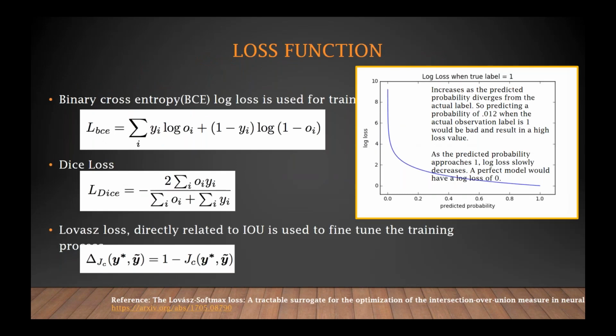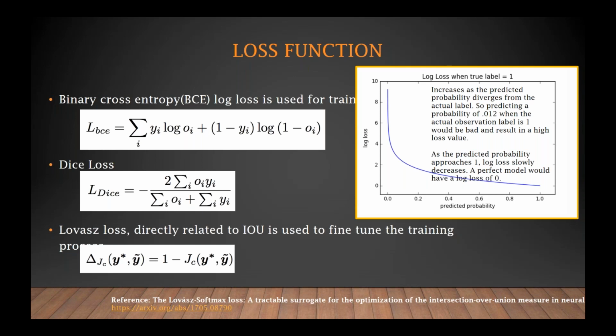The loss functions. Binary cross entropy, or log loss, is ideal for classification problems. Dice loss is calculated as the ground truth multiplied with the prediction and divided by the sum of them. These two are not directly related to our final IOU score. So we use them for the first pass training.